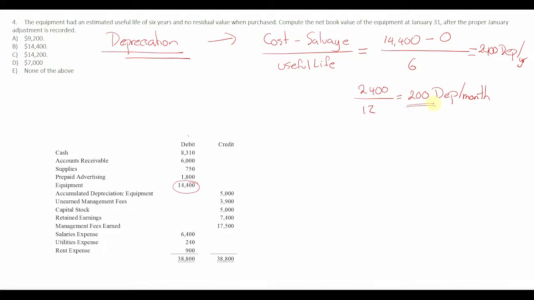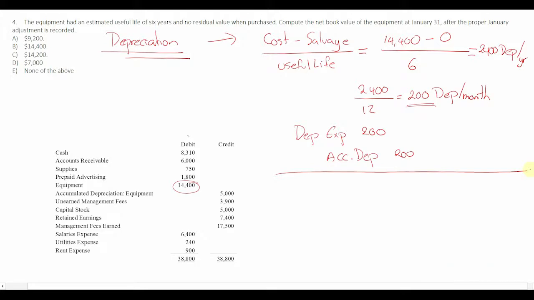Just for those of you who don't know, what would normally happen in a company is once you know how much depreciation you're going to claim, you would do the following journal entry. You would increase depreciation expense by $200, and you would credit accumulated depreciation, which is actually known as a contra asset account, which is also increasing accumulated depreciation by $200. But what they're actually asking us in this question is what's the net book value of equipment.